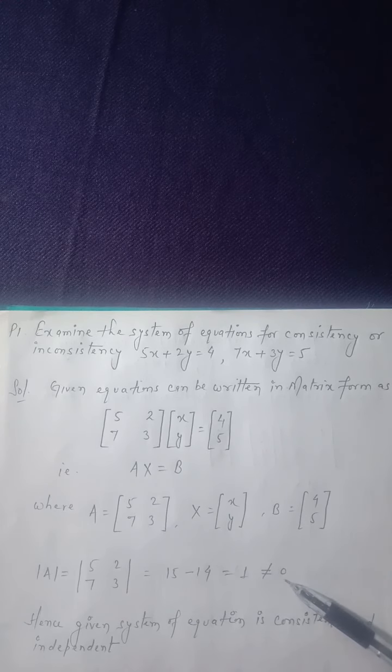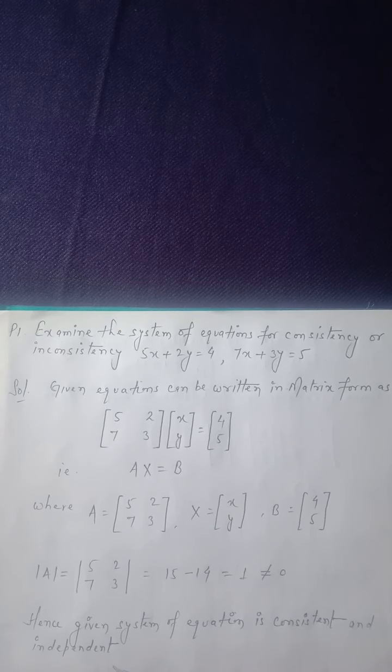So when the determinant is non-zero, simply we can say that the system of equations is consistent as well as independent, because when the solution is unique, then we will say that the system is consistent and independent. Correct?